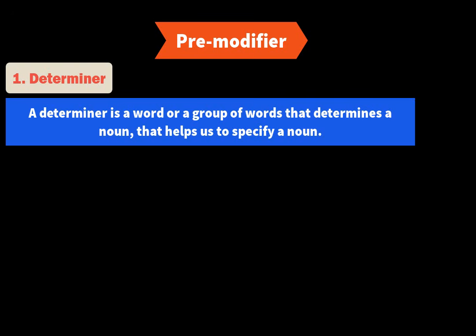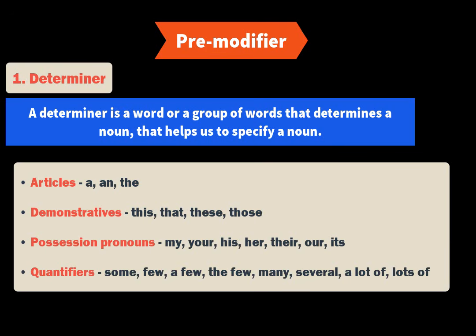So we are going to start with the pre-modifier. First, we'll look at the first pre-modifier, which is a determiner. What is a determiner in English? A determiner, guys, is nothing but a word or a group of words that determines a noun. Now, we have four types of determiners. These are articles, a and the; demonstratives, this, that, these, those; possessive pronouns, my, your, his, her, their, our, its; and quantifiers: some, few, many, a lot, a few, the few, right?